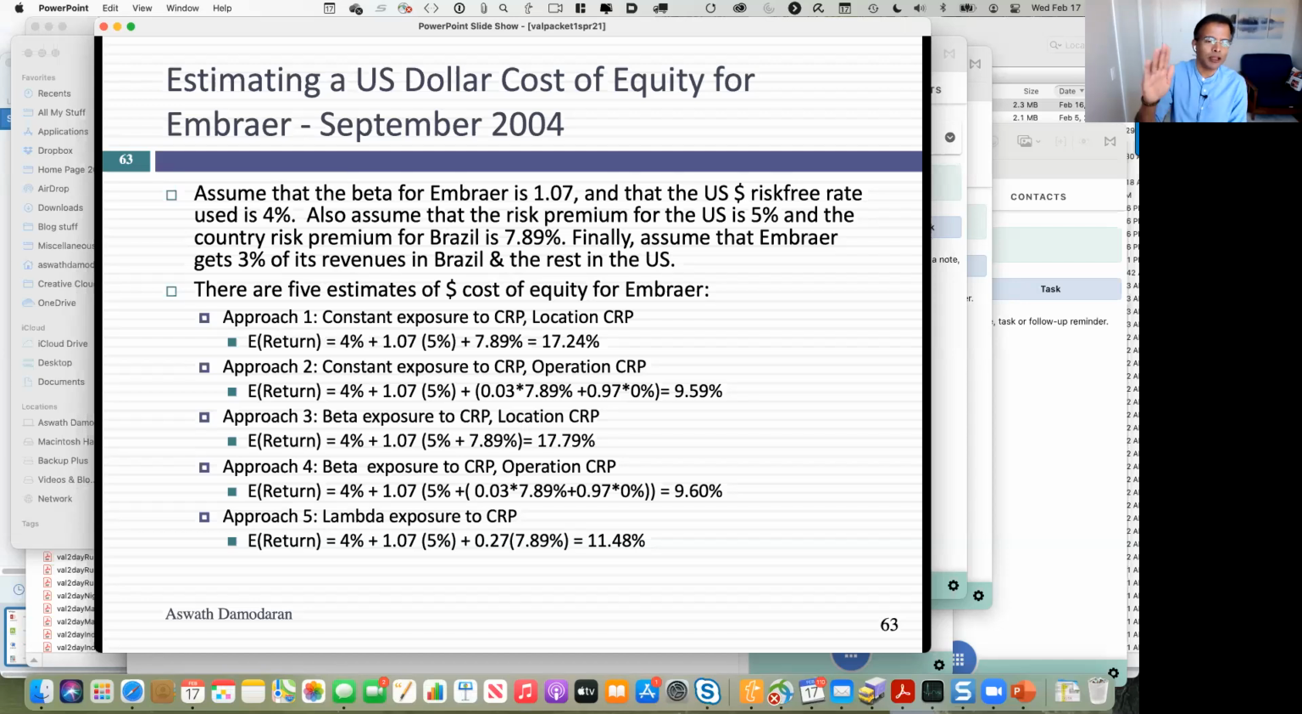And in fact, that's going to be the dividing line. Any approach where I punish Embraer for being a Brazilian company by giving it the entire Brazilian equity risk premium, I'm going to come up with numbers like 16, 17%. Any approach where I factor in that their revenues come primarily from the US, I'm going to come up with lower numbers. That's 9% or 10%. That's going to make a huge difference in your valuation, right? Think about valuing Embraer in dollar terms using a 17% cost of equity versus a 10% cost of equity. You're going to get widely different numbers. In fact, with the 10%, I'm going to get a much higher value for Embraer than with the 17%.